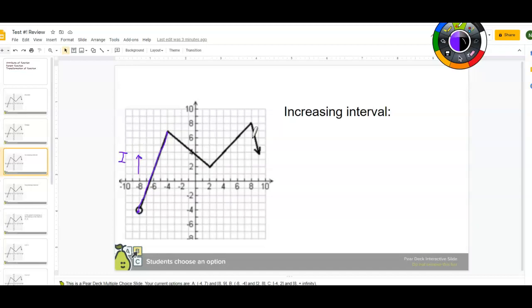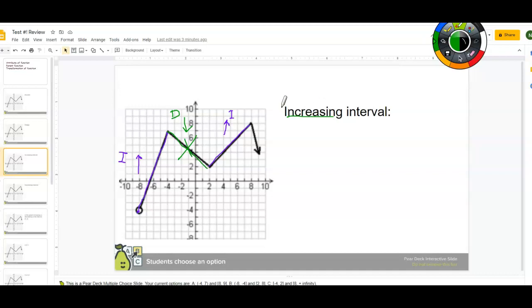Let's keep looking at the entire graph first. Okay? And you see, keep drawing it from here to here. You see my pencil is going down. So this part of the graph is decreasing. We're looking for increasing, so we don't look at this part. Okay? And keep drawing your picture from here to here. You see my pencil is going up. So this part of the graph is increasing.